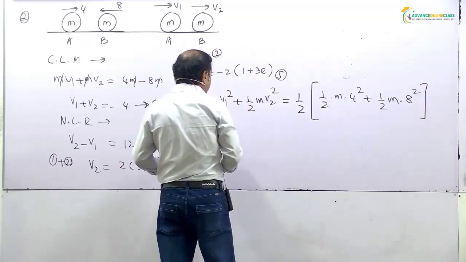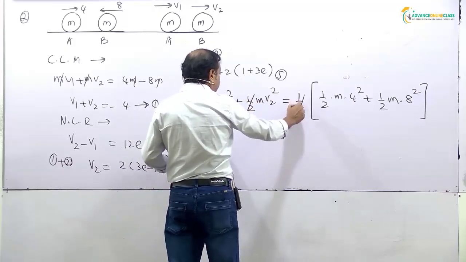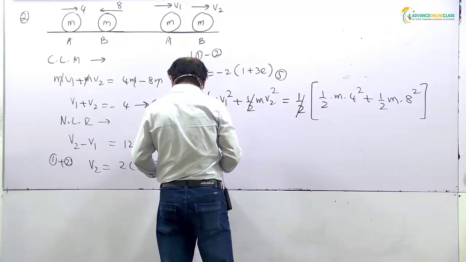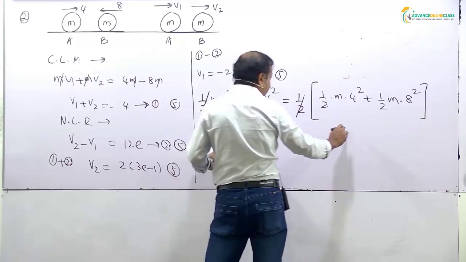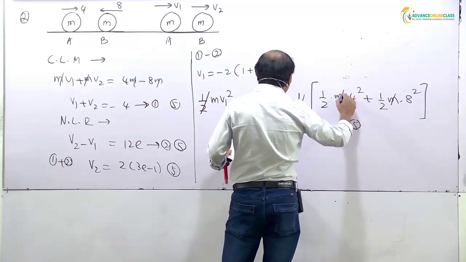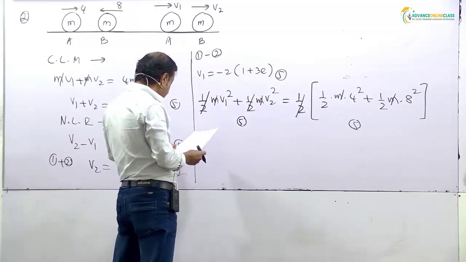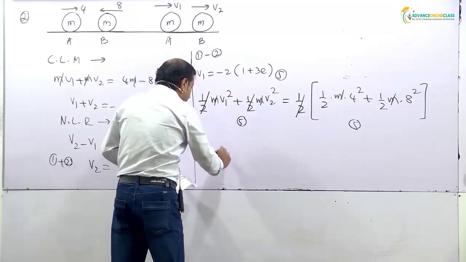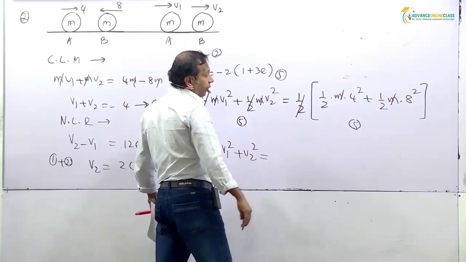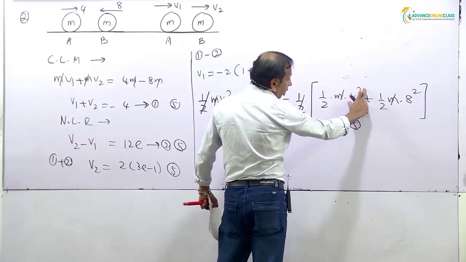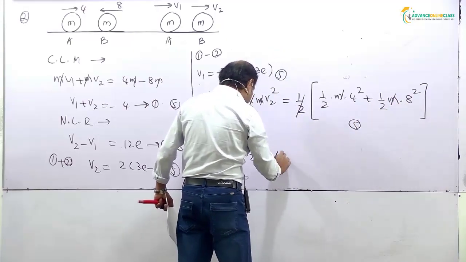Then we can cancel down this half. Write in this 5 marks. M also we can cancel down. Then here we get V1 squared plus V2 squared is equal to 8 plus 32, which is 40.